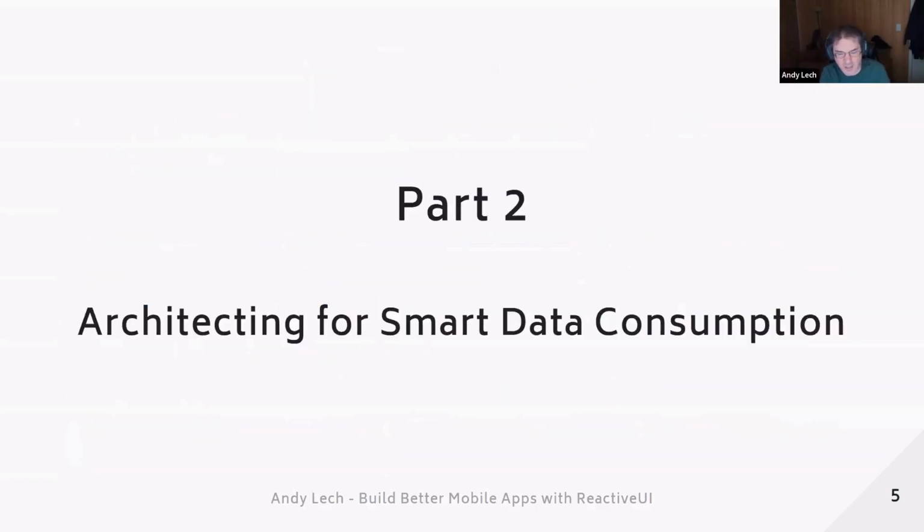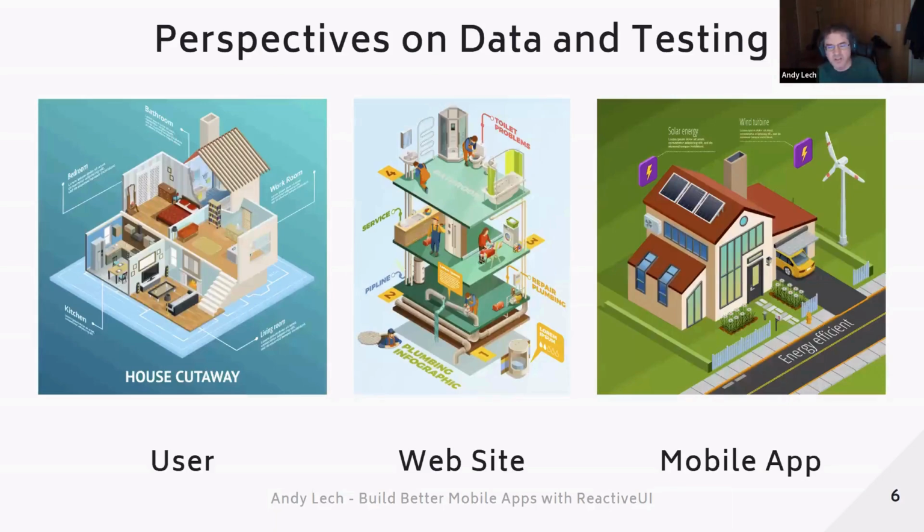All right, so mobile is all about data, smart data consumption, and architecture, and the way to solve it and avoid the problems most people run into. So I'm going to talk a little about that and then ReactiveUI. I've done this in another talk, using different perspectives on data. A user just cares that they have access to their data, to the services and utilities. They just care that they have their house, that everything works and the lights turn on. They don't really care how it gets there. When they turn on the faucet, the water runs.